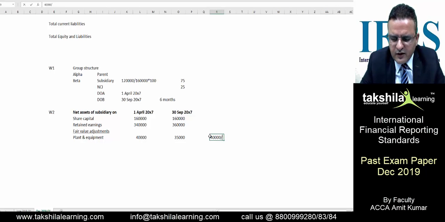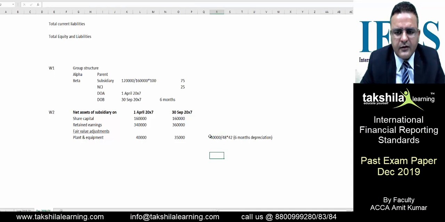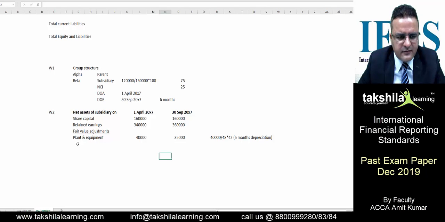$40,000 divided by 4 years, 48 into 42, since 6 months depreciation charged. I'm writing this for your explanation, otherwise we could have done it directly.